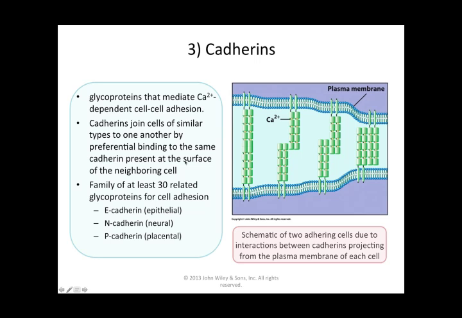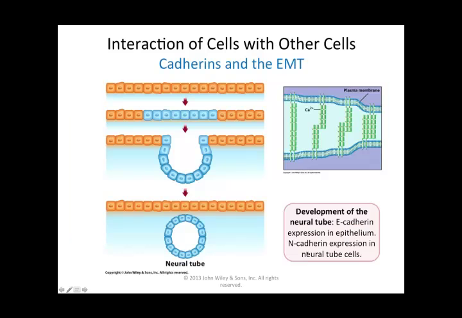Our cadherins are glycoproteins that are going to mediate calcium-dependent cell adhesion, and they kind of work like they zip things together. So they're going to first bind end to end, and then pull themselves closer and closer. They're going to pull those two plasma membranes closer and closer. We have at least 30 different glycoproteins, and they get classified in these three bins. So E cadherin for epithelial, N for neuronal, and P for placental. And these are quite important for development.